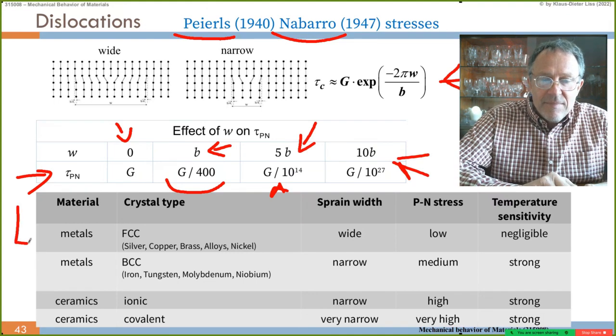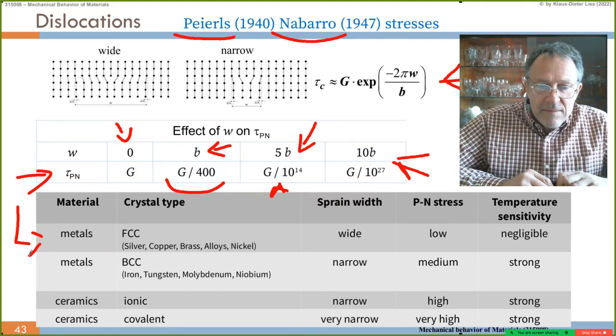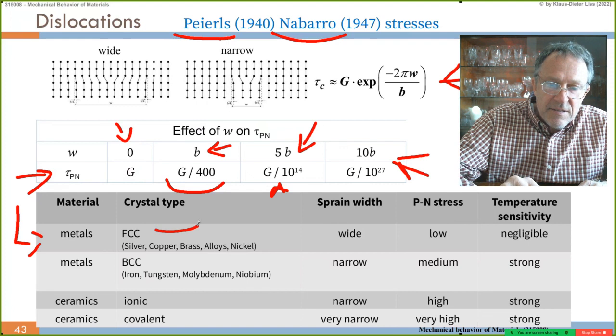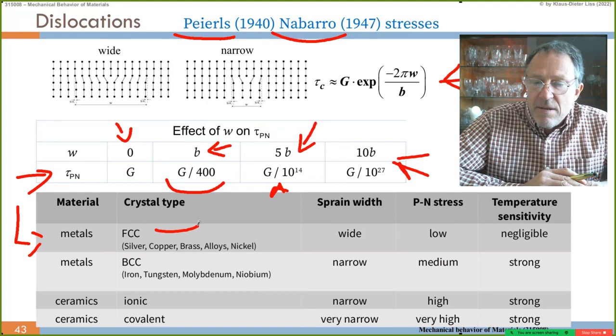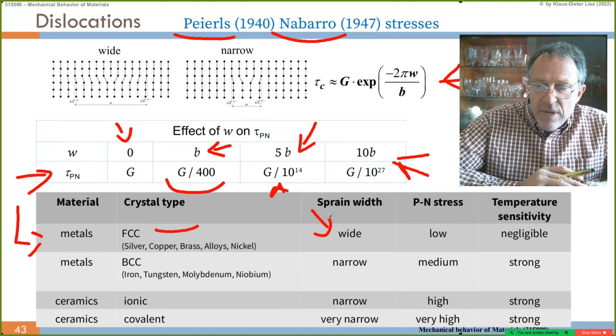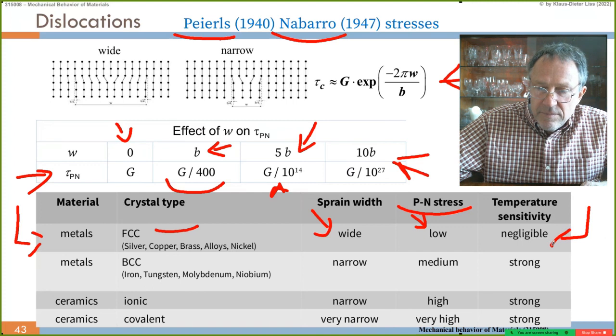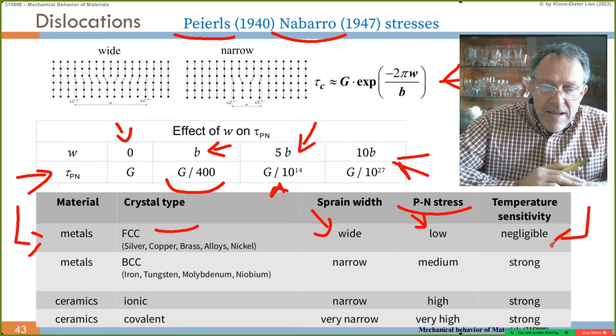Looking at various materials, namely metals with FCC lattice, so silver, copper, brass, alloys, nickel, aluminium, the strain width is wide, the dislocation width is wide, and that means the Peierls-Nabarro stress is low. And also temperature sensitivity, this is not directly coming out of this formula, but it's in the table, it's very small. The Peierls-Nabarro stress is low for these metals.